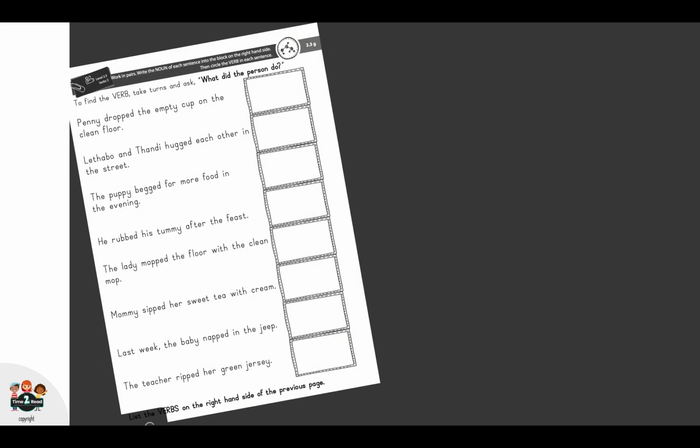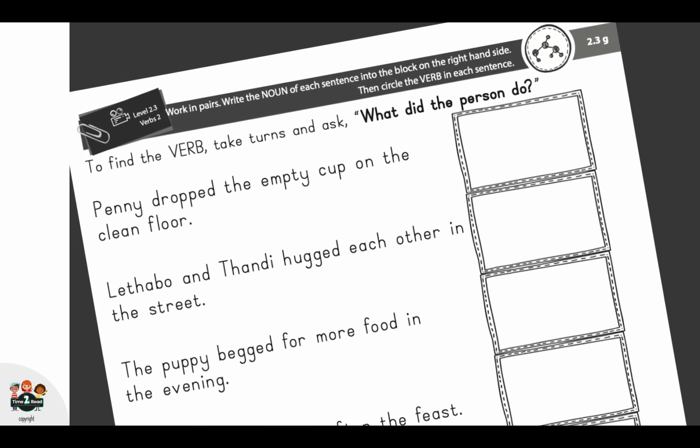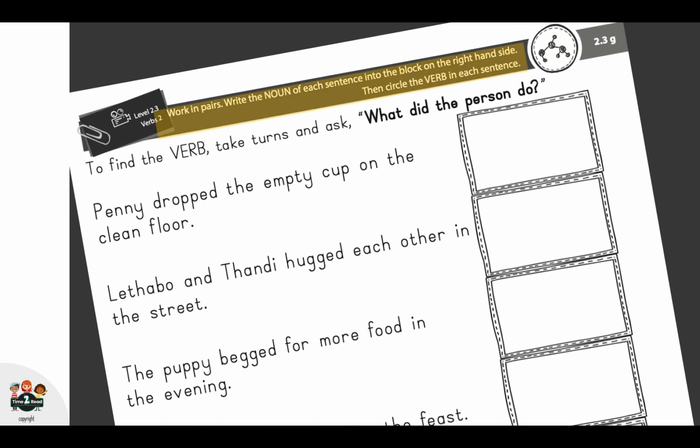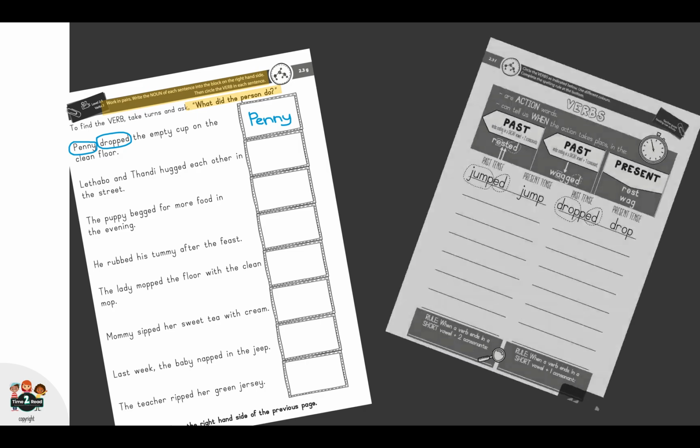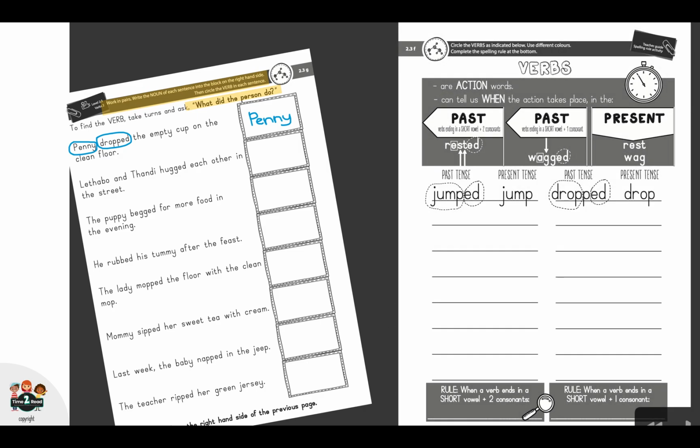Tomorrow, I want you to go to page 27. Write the noun into the square on the right-hand side and circle the verb. Penny dropped the empty cup on the clean floor. Who or what? Penny. What did Penny do? She dropped. Now write the verb on the right-hand side of page 26.